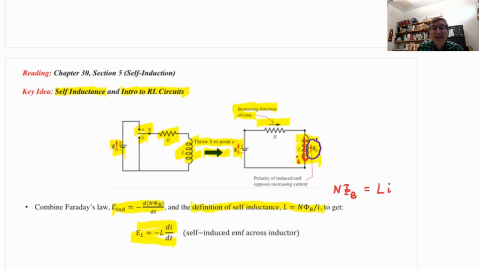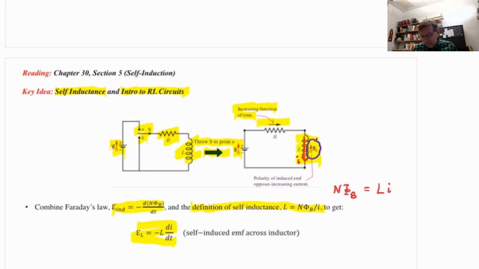Curly E sub L is negative L di dt. So the induced EMF across an inductor is minus L, the self-inductance of the inductor, times the rate of change of its current. Okay, and if I have the current I going downward through the coil and increasing, then the induced EMF, curly E sub L, is upward to oppose that increasing current. It's trying to keep the current from changing, the induced EMF.